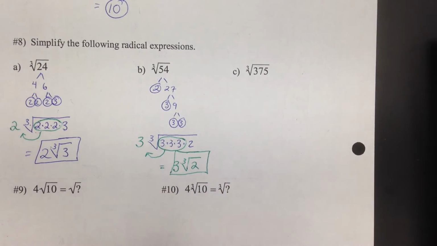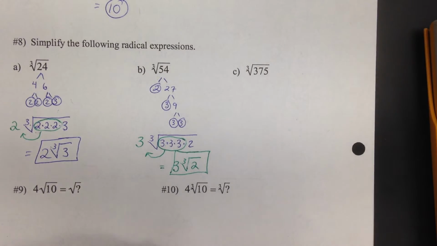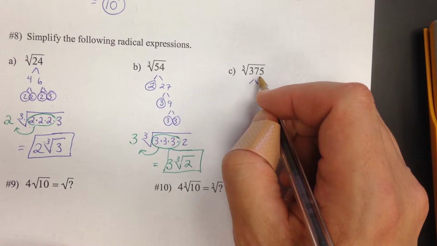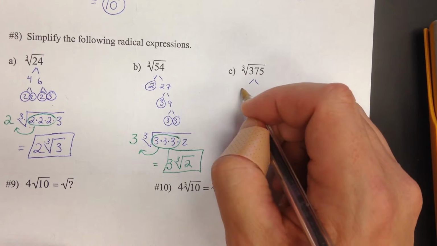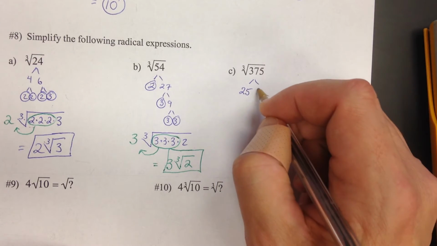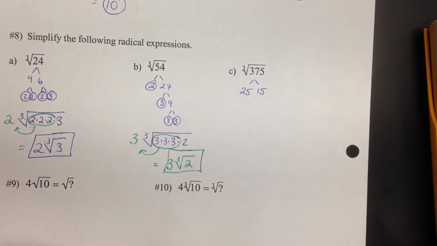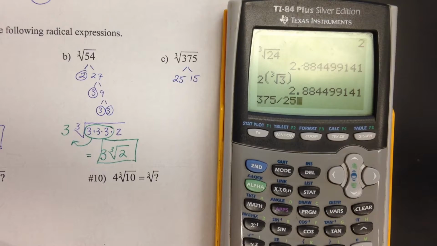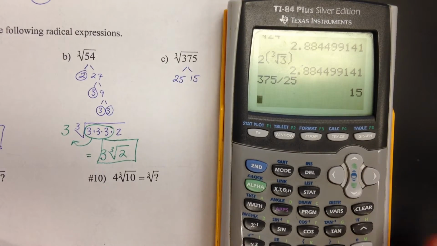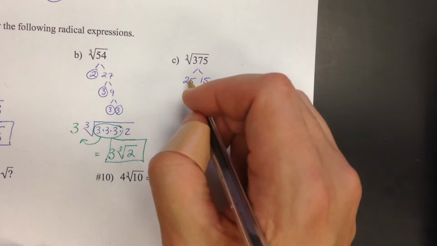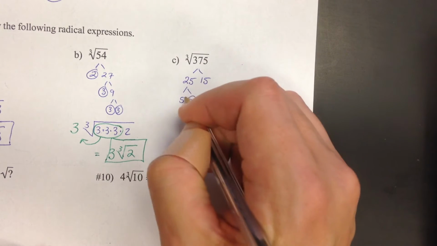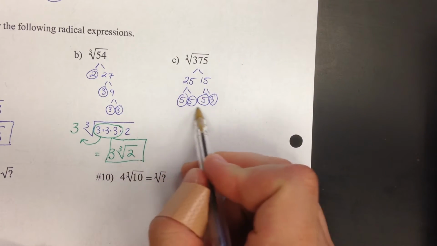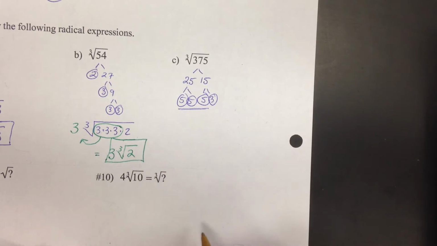Let's do one more of these. So let's break down 375. Let's see, we can definitely divide by 5, but also 75 we can divide by 25, and that will be 15 times. 375, let me make sure I did that right, divided by 25 equals, boom, 15. Okay. 25 is 5 times 5, 15 is 5 times 3, and again, notice that we have a group of 3 right here.